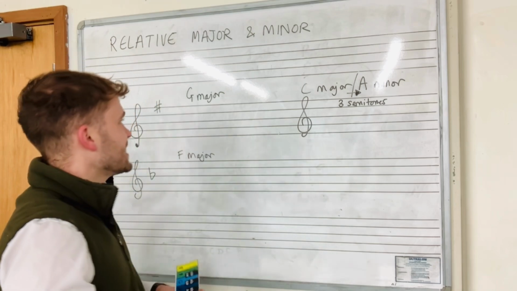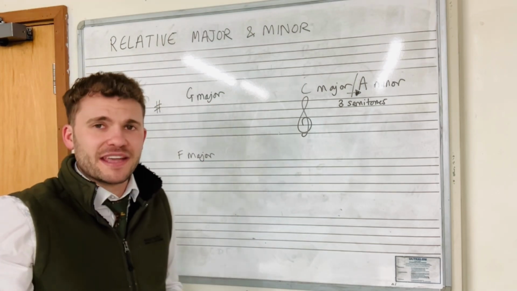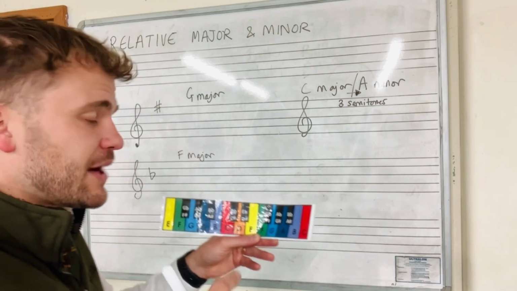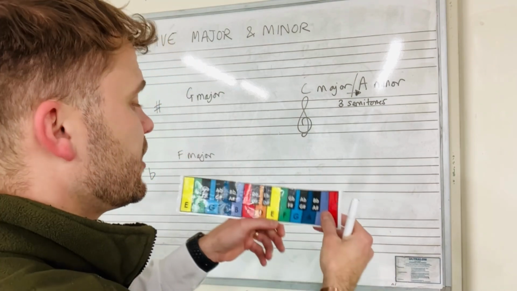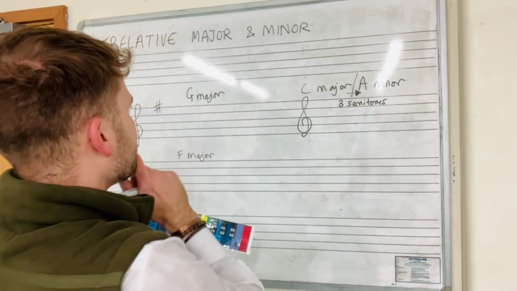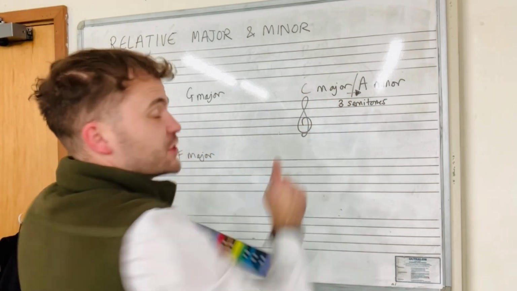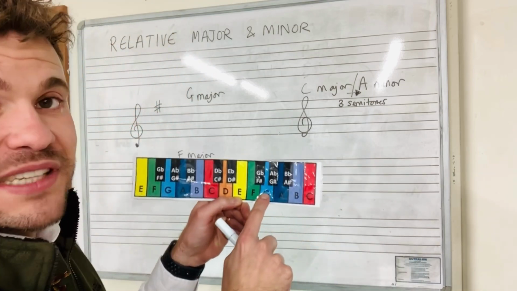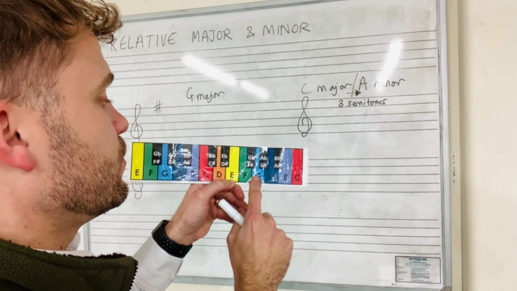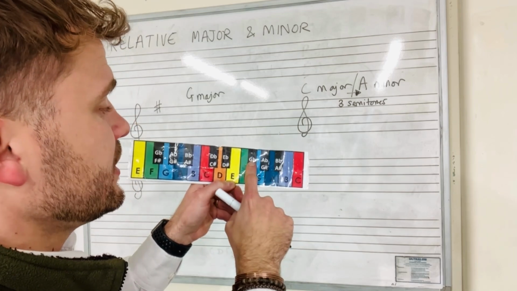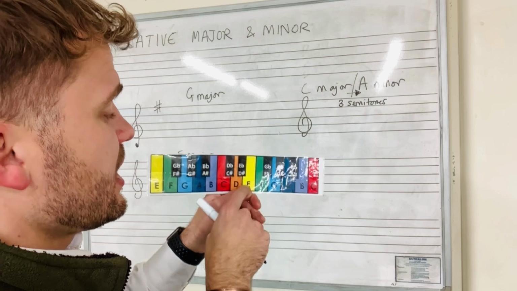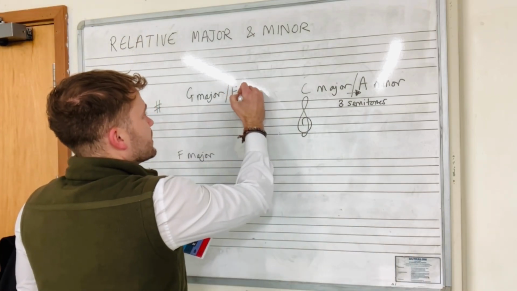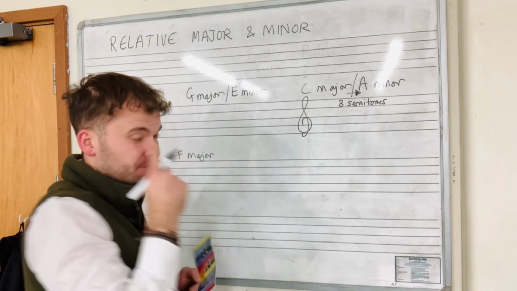So these two examples here, G major and F major, now if we look at our chart, let's start with G major. To work out the relative minor, we need to go down 3 semitones. Here we go, G. I'm now going to go down 3 semitones. Pressing the G, 1, 2, 3. I've landed on E, and that means that it's G major or E minor.